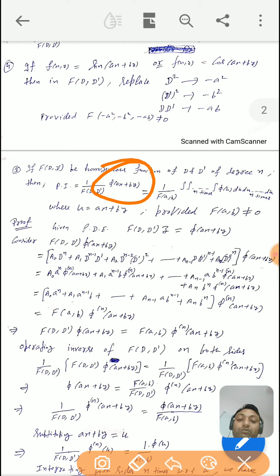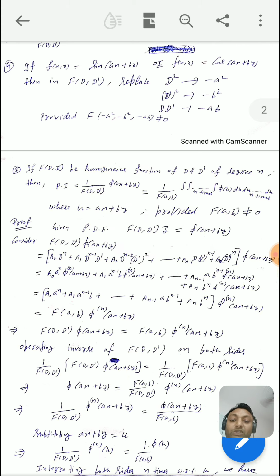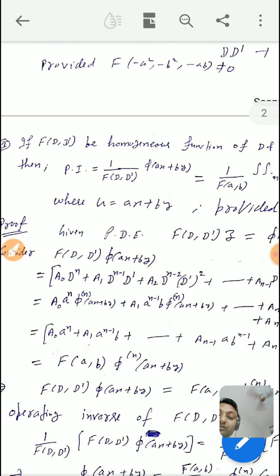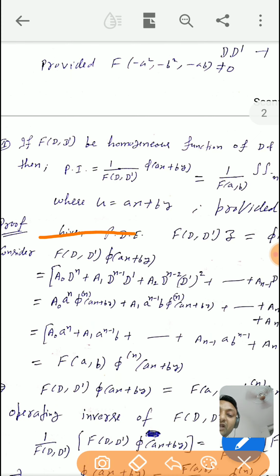So now we are proving this result. We have the given partial differential equation f of D, D dash operating on z is equal to a function of ax plus by. We consider f of D, D dash operating on phi of ax plus by to prove this result. We just consider this equation, f of D, D dash operating on a function of ax plus by.